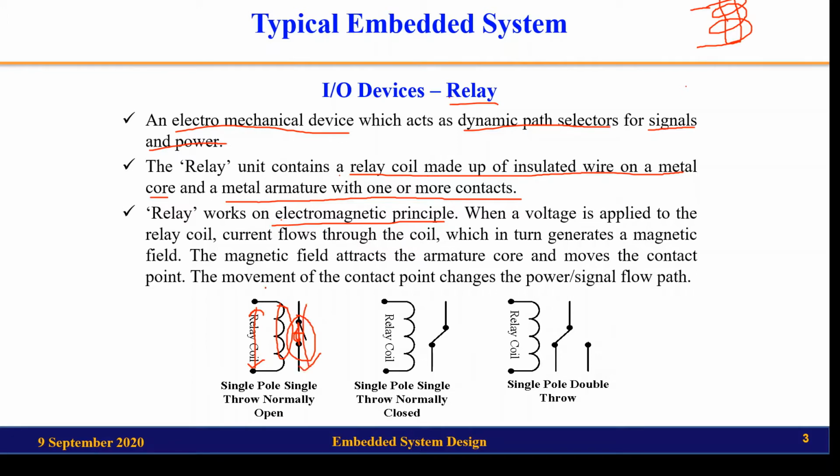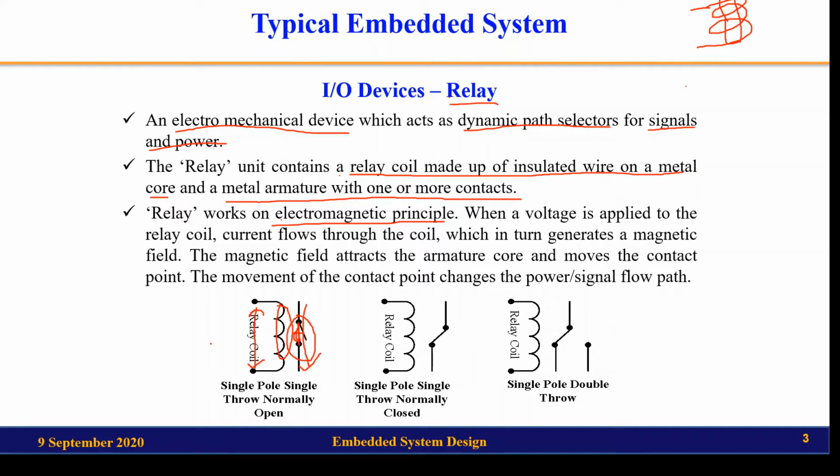Whenever the relay is powered up, it forms an electromagnetic field around the coil, and that electromagnetic field will attract or repel the metal armature. Whenever it is attracted towards it, it forms the closed contact, which forms the path for either the signal or power.